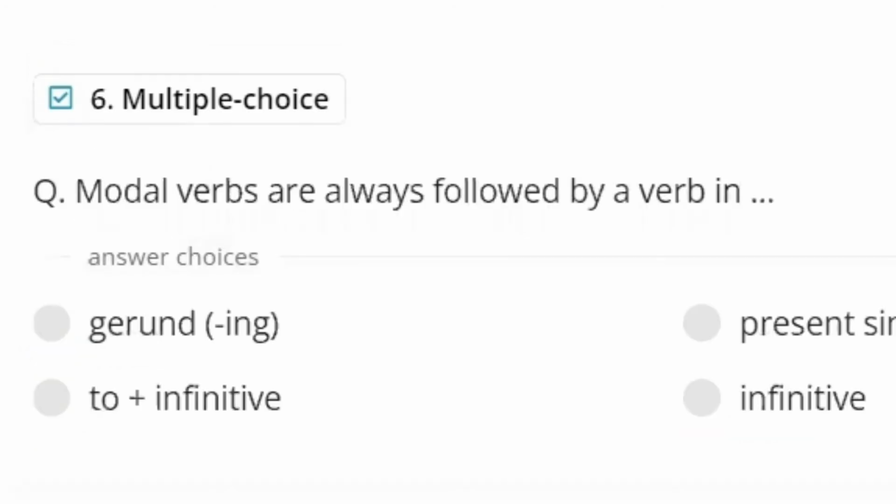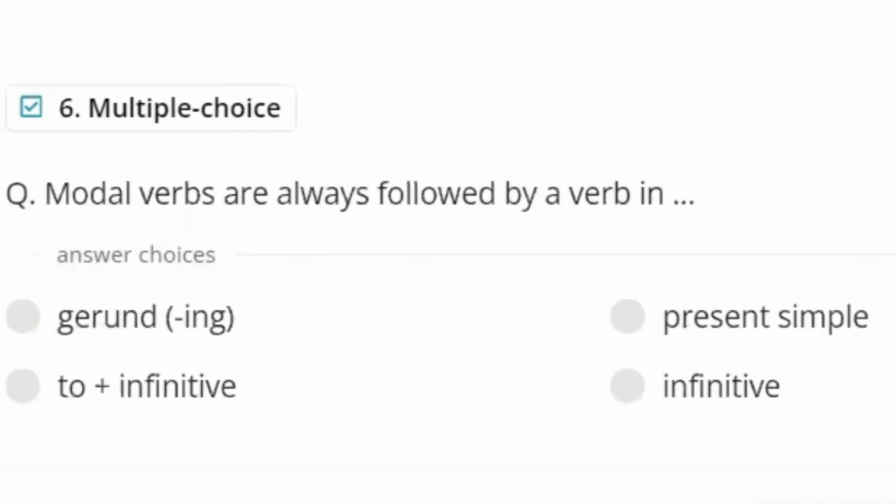Modal verbs are always followed by gerund, ing form, or to plus the infinitive, or present simple, or infinitive forms. Of course, we remember that all of them are followed by bare infinitives, by base forms without to. So this is the bare infinitive. Yes, excellent. Another one.